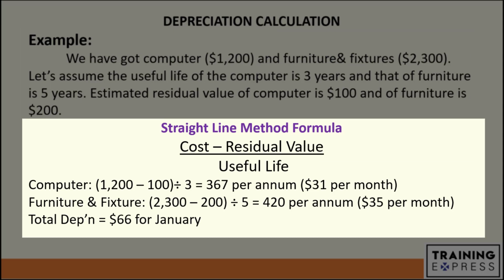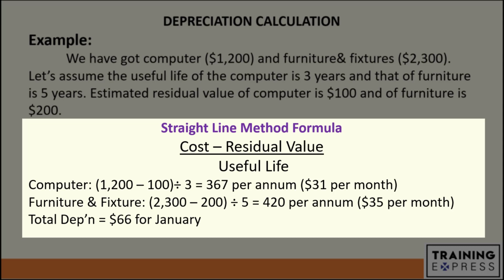Let's use this formula to calculate the depreciation. So for computer, cost is $1,200 minus residual value of $100 and divided by 3 years. It will give us $367 of depreciation per annum, which means that it will be equal to roughly $31 per month.